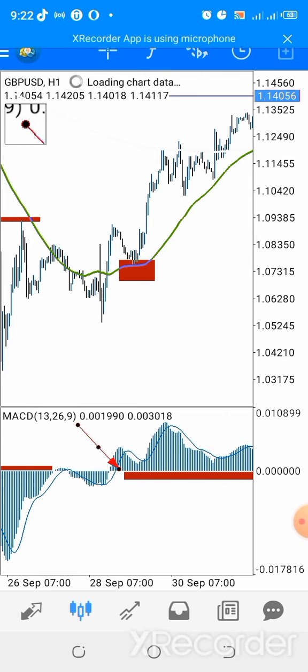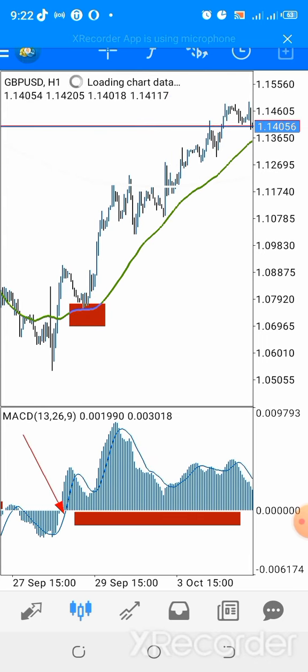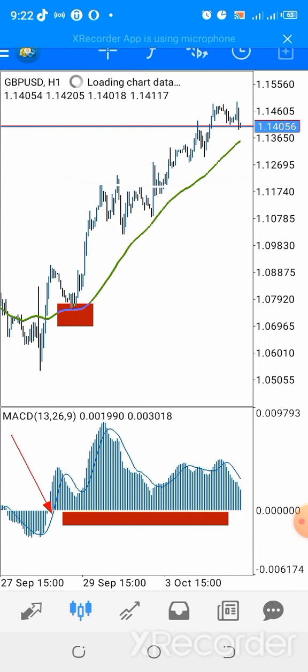Always wait patiently for the right signal, guys. Patience and discipline is what you need. You can have a very big account and keep losing until you lose everything if you don't have discipline and the right knowledge. So now this is it.